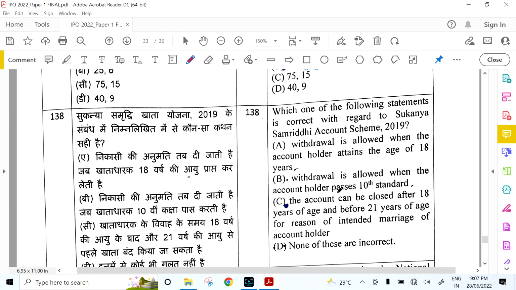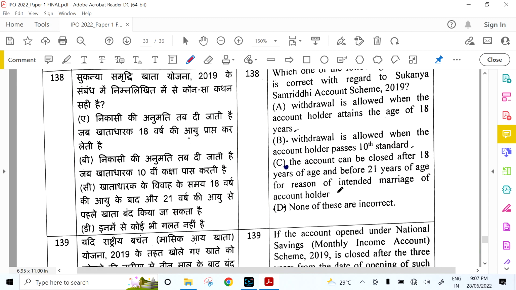Which of the following statements is correct with regard to Sukanya Samriddhi Yojana? Withdrawal is allowed when the account holder attains the age of 18 years. Withdrawal is allowed when the account holder passes 10th standard. Account can be closed after 18 years of age and before 21 years of age for reason of intended marriage of account holder. None of these are incorrect. Here the question answer is D. None of these are incorrect. All of these are correct only.